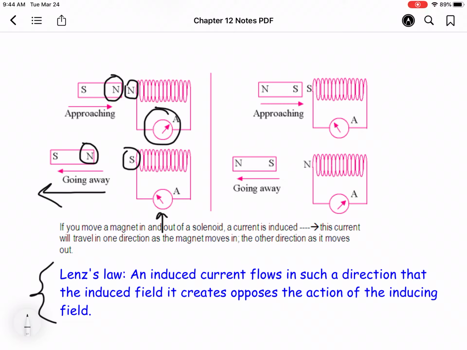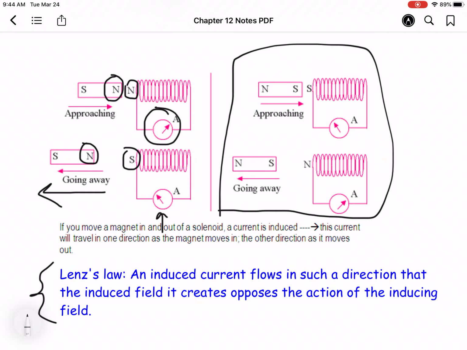An induced current flows in such a direction that the induced field opposes the action of the inducing field. Right? So whatever the magnet is doing, it wants to do the opposite. If the magnet's approaching with south, it wants to push it away using a south. If it's going away with a south, I'm just talking about this example over here, if it's going away with the south pointing towards it, it wants to induce a north.